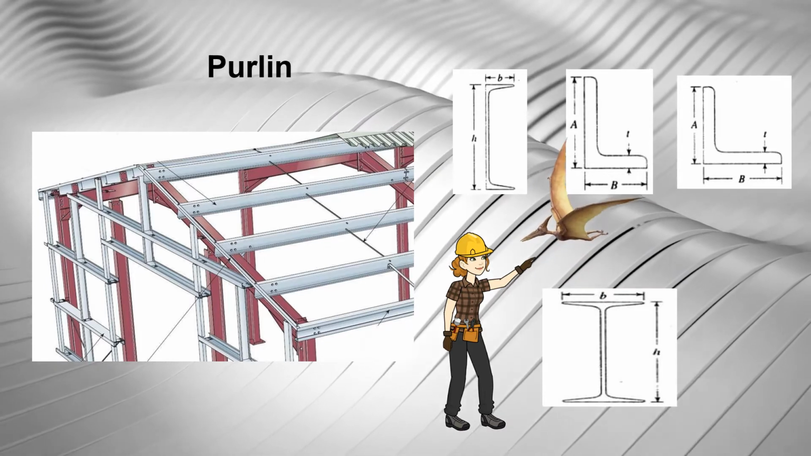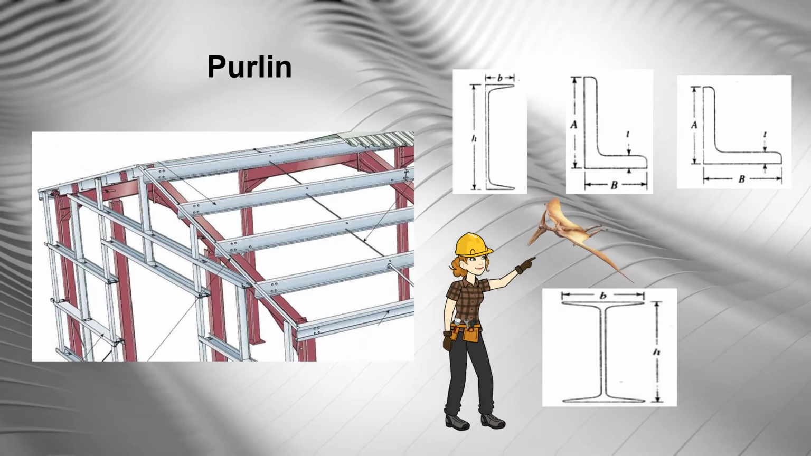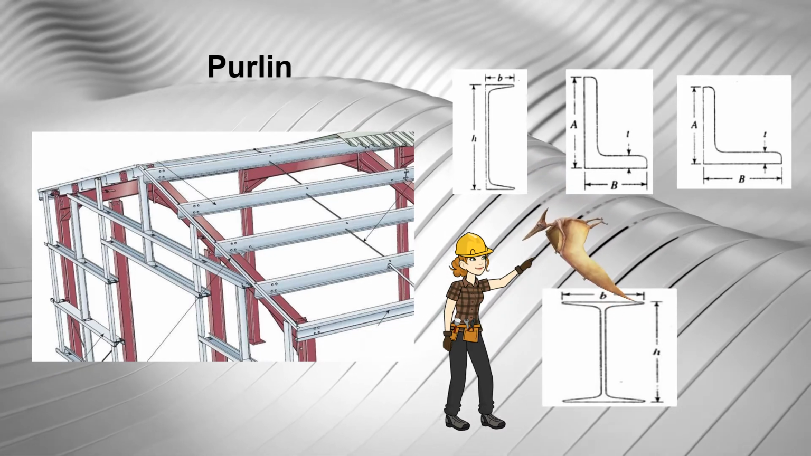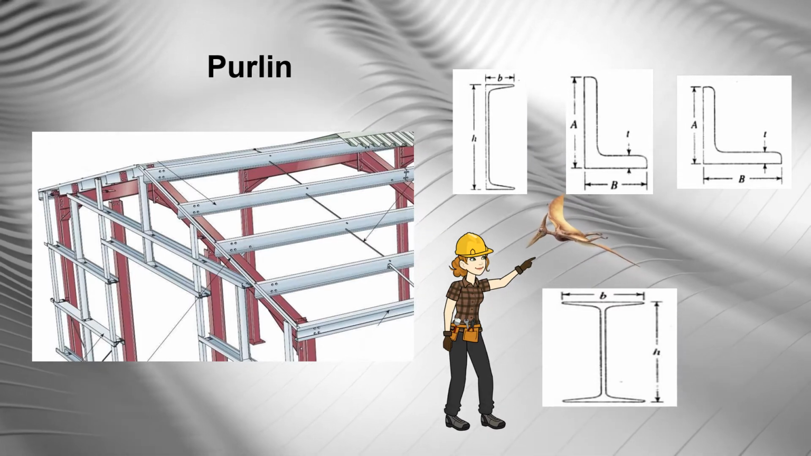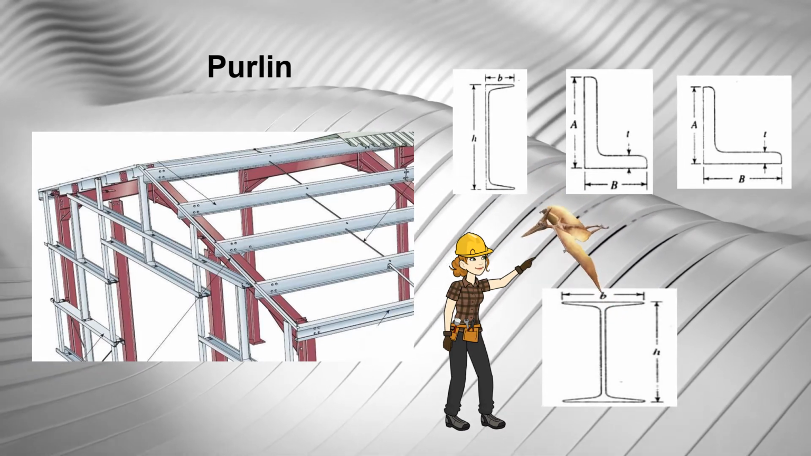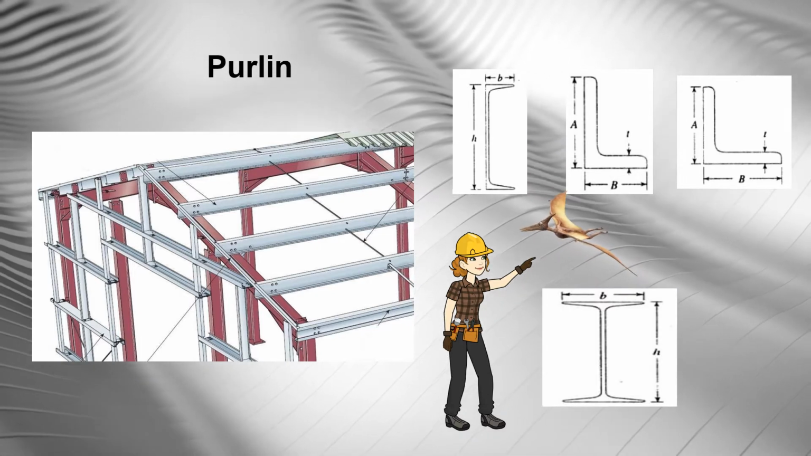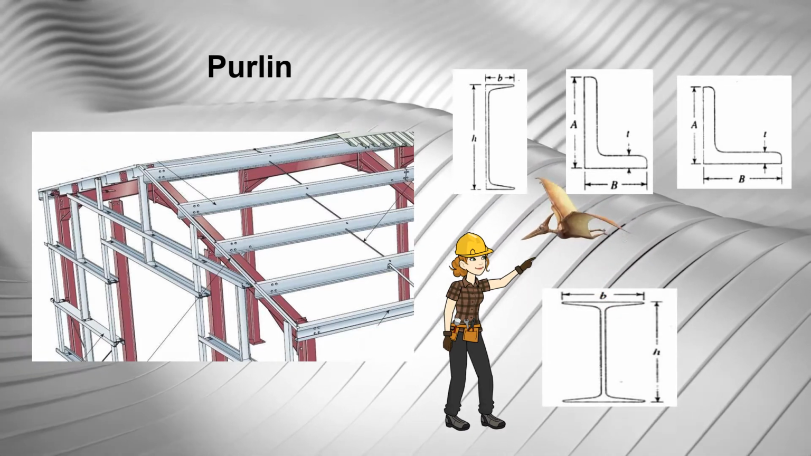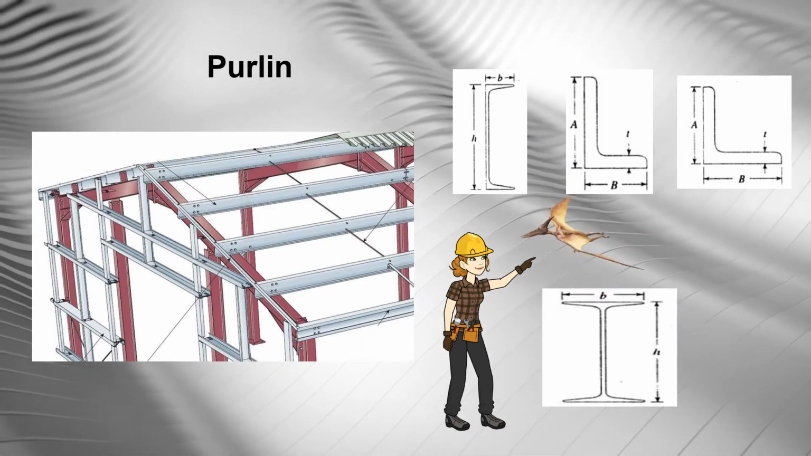For sections used as purlins, number 1. Angle purlins. It is used in small shops when spacing of roof truss is between 3 to 5 meter. Number 2. Channel purlins. It is used for medium shops when spacing of roof truss is between 4 to 6 meter. Number 3. Beam purlins. It is used for heavy shops when spacing of roof truss is between 6 to 8 meter.